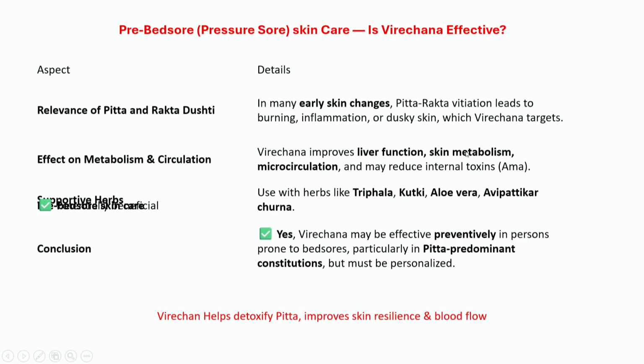Skin is a living tissue, so all these layers, epidermis, dermis, hypodermis, have cells. That should be properly under metabolism, and microcirculation, blood circulation, should be intact. And Virachan may reduce internal toxins. What is the toxin? Unmetabolized products accumulated in the cell, which is a burden to the cell. That has to be removed.